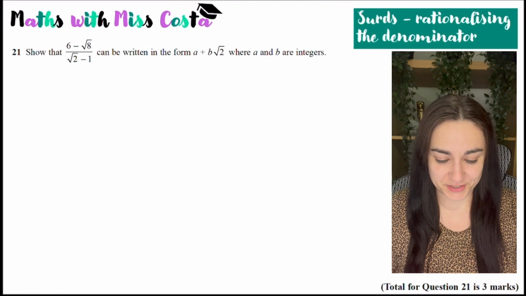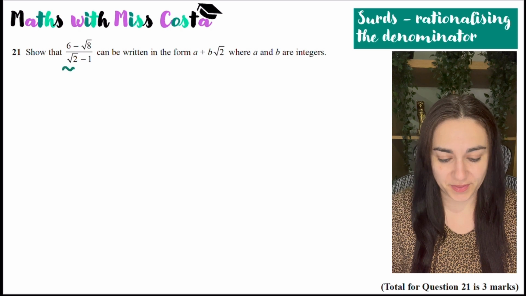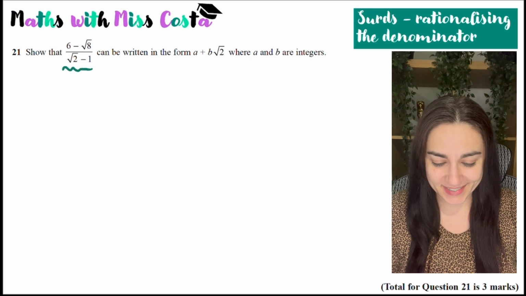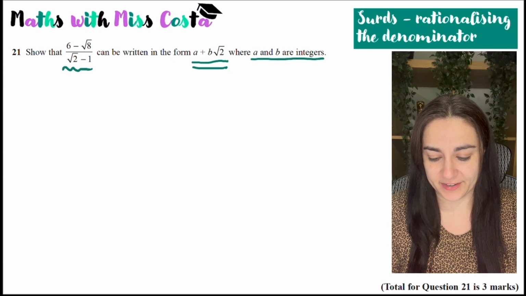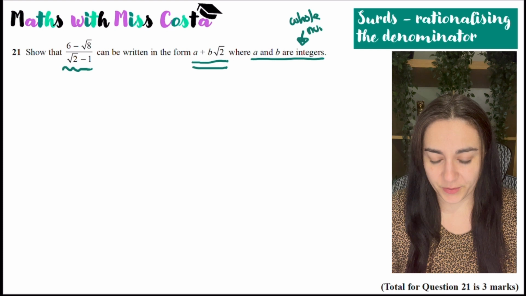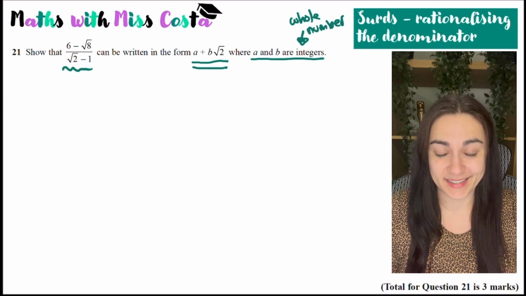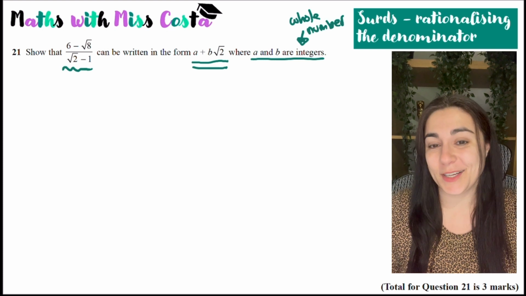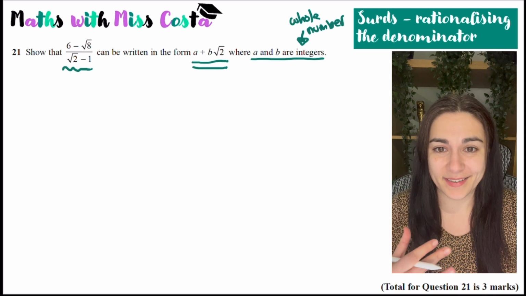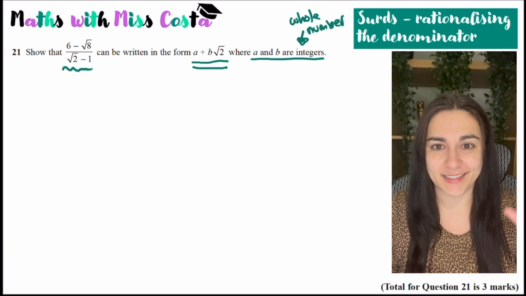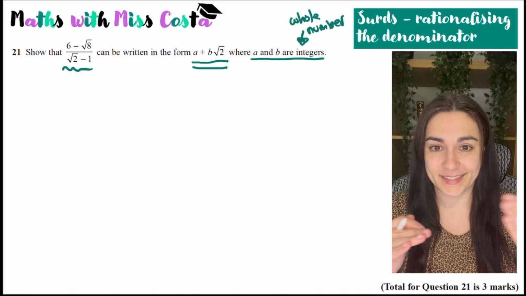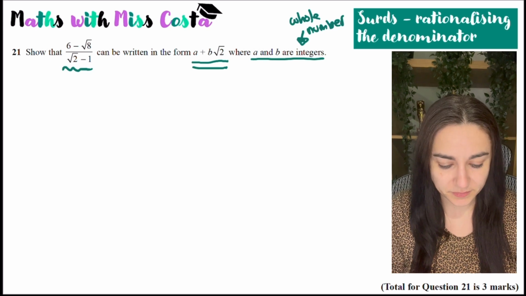Okay, so in this question, I am asked to show that this nice little fractional surd can be written in the form a plus b square root 2, where a and b are integers. Remember, integer just means a whole number. Whenever I see a surd on the denominator, I'm going to want to rationalise it, which literally just means removing the surd so that your denominator is a whole number, an integer.